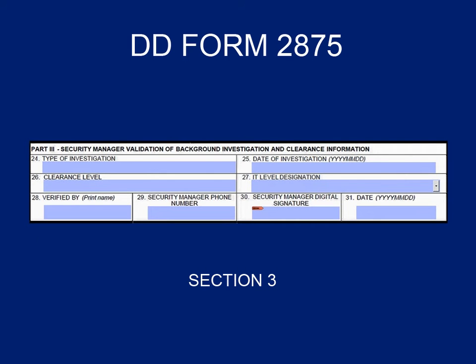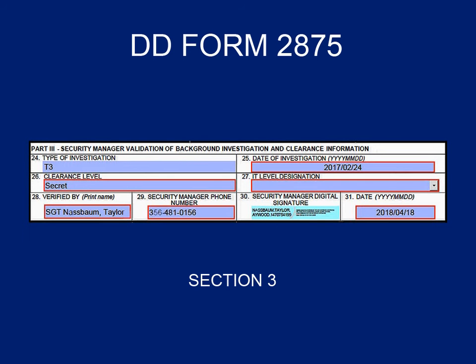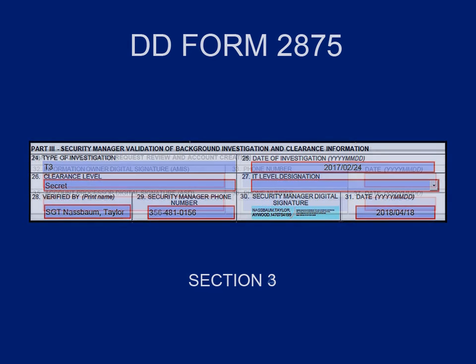Again, section 3 is where the security manager validates the user's background investigation and clearance information. This section is only filled out for initial requests. After completing section 3 and digitally signing and renaming the form, security managers have 2 choices. They can either forward the form by email to the AST, or they can return the form to the UAM, who in turn will send the form to the AST. Next we'll look at section 4 of the form.